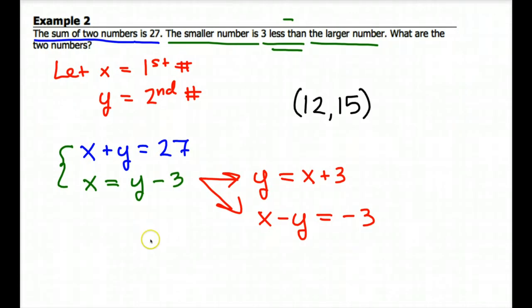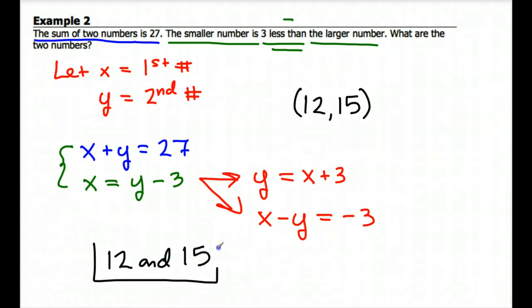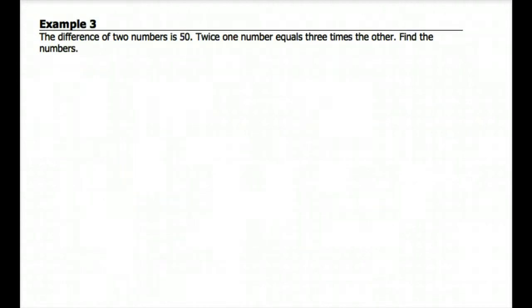Okay, the ordered pair you should have come up with is 12, 15, which means x is equal to 12 and y is equal to 15, so your two numbers are 12 and 15. 12 and 15 both add up to 27, and 12 is 3 less than 15, so that checks out. Okay, let's look at number 3.